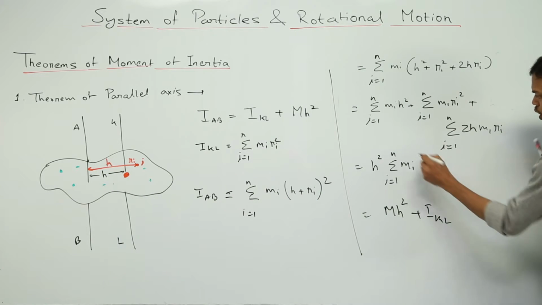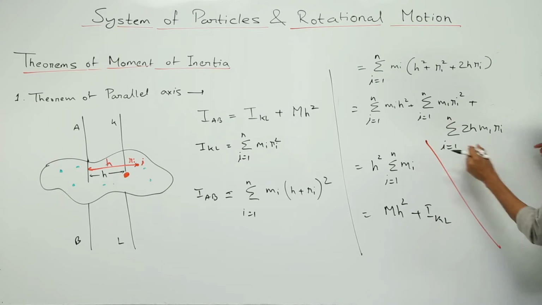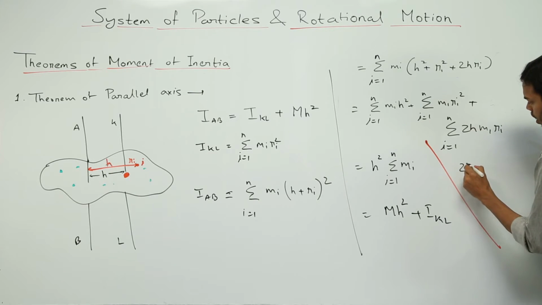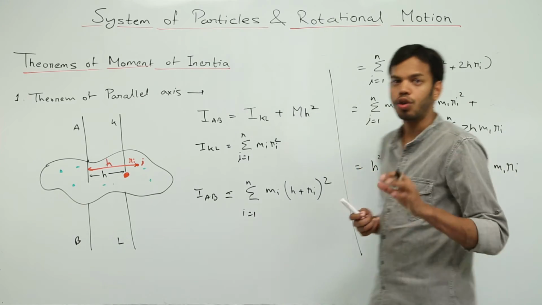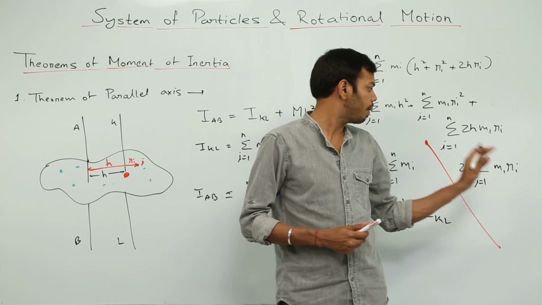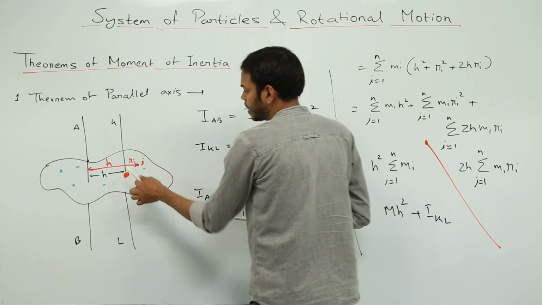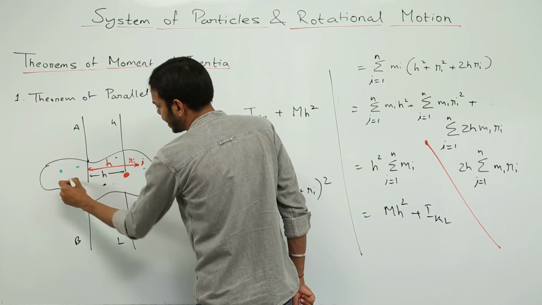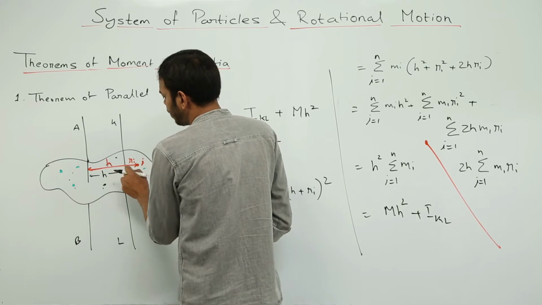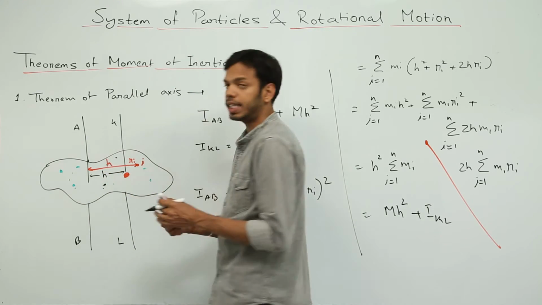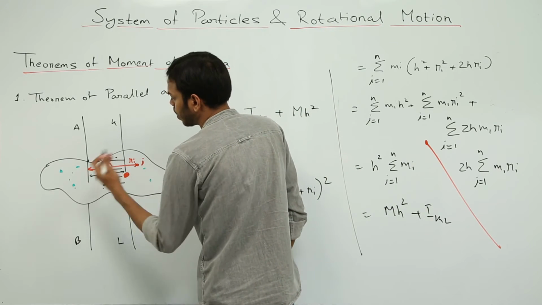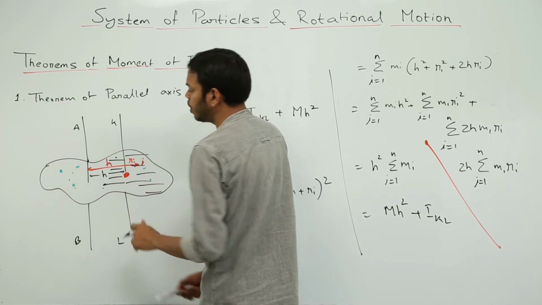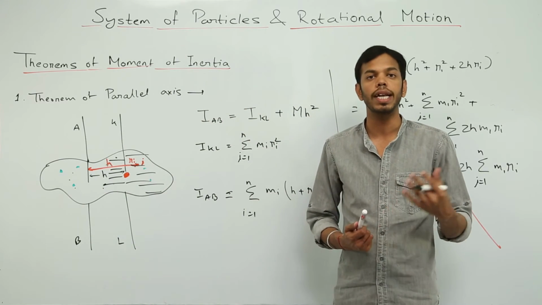Here the constant is 2h. Taking it out of the summation sign, I am left with summation 1 to n of mi ri. What is this? We are now talking about the moment of each particle about the center of mass, because suppose I am taking all these particles. If this is the center of mass, the body is actually balanced about the center of mass. So all these moments are going to be equal, that is, the clockwise moment will be equal to the anti-clockwise moment.